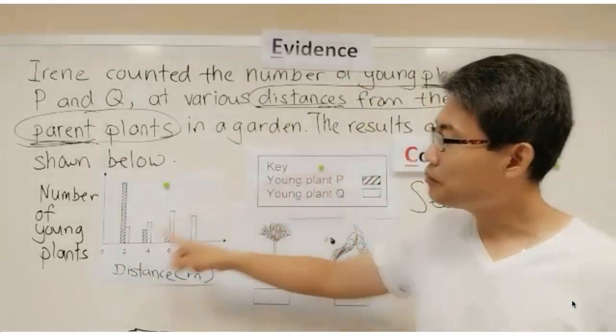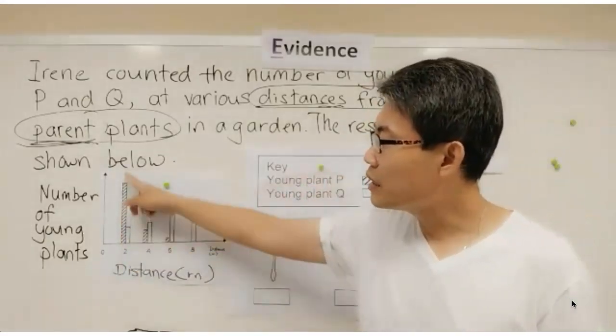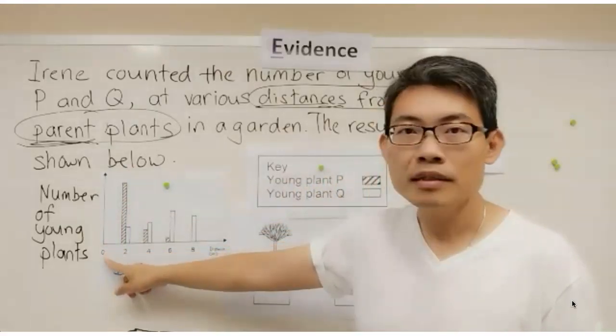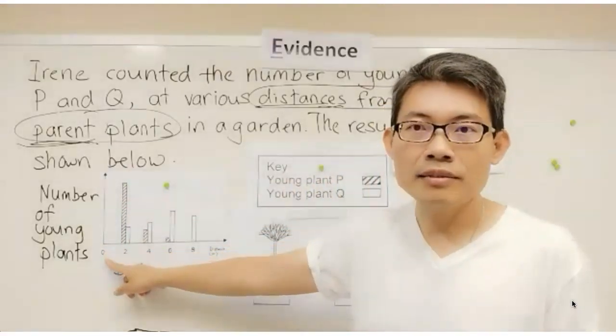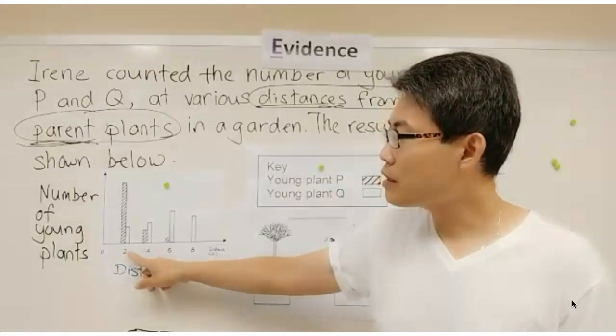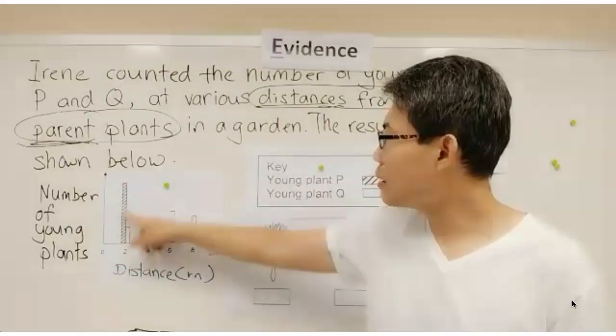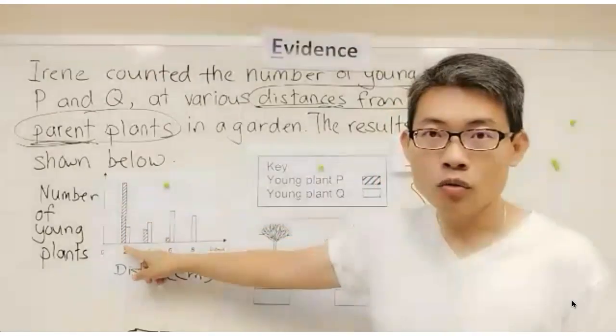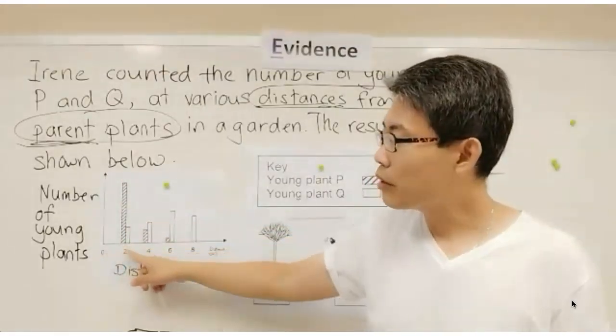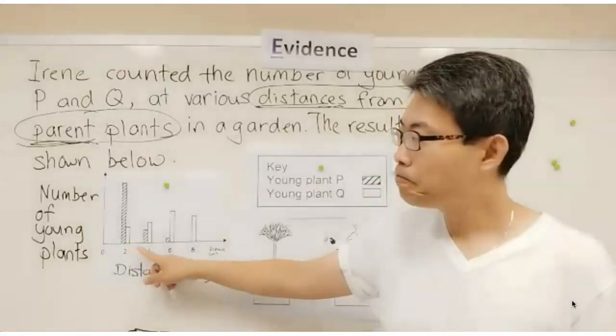For plant P, most of them are near the parent plant. 0 meters means just at the parent plant. 2 meters means 2 meters away from the parent plant. So most of the young plant P was found to be growing around 2 meters away from the parent plant.